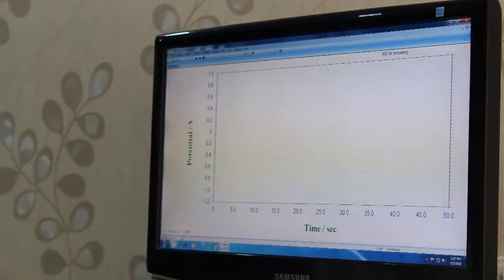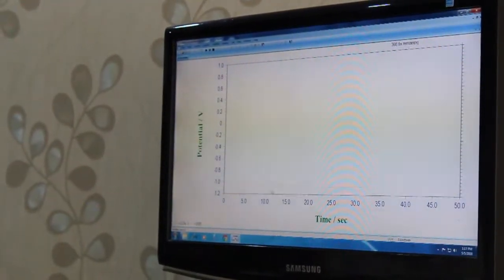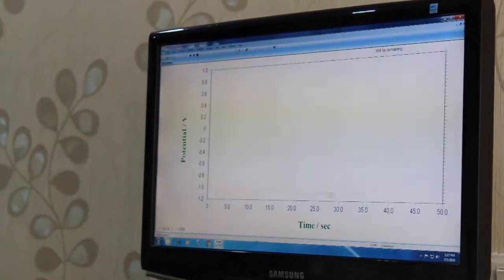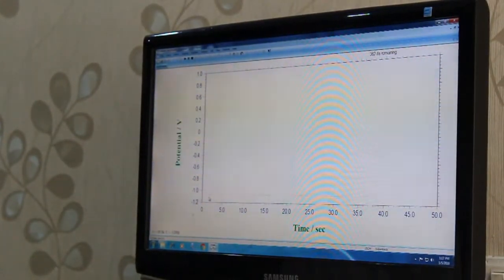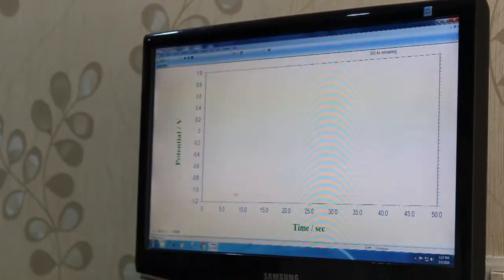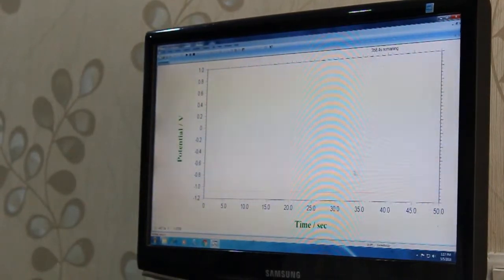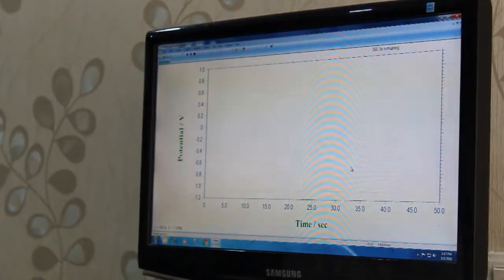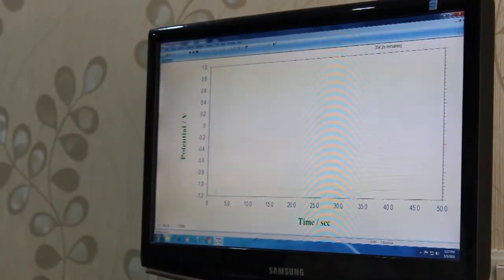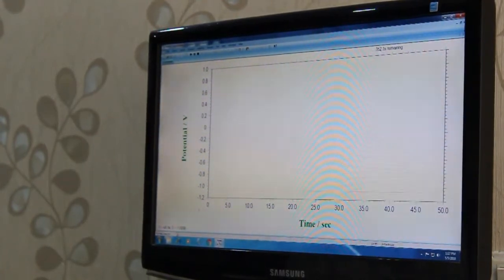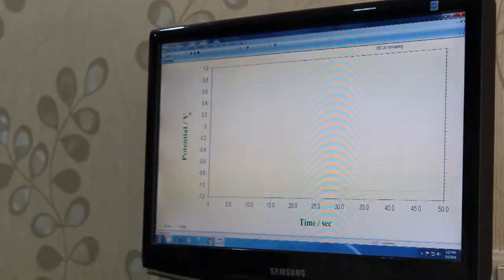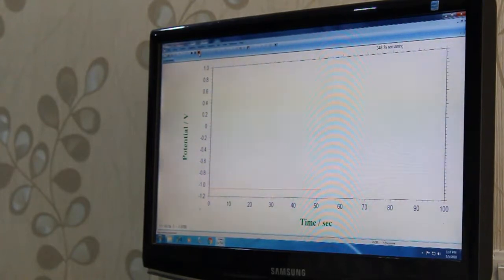It is minus 1.0 and it is stable. Can you see a flat curve? Sometimes it stabilizes over a period of time, so you have to allow the equilibrium time before starting the measurement. Now I am ready to start. Minus 1.07 is my potential. I say stop.